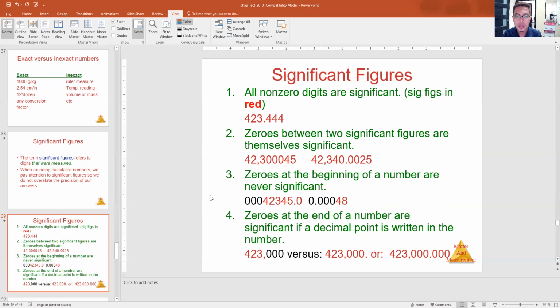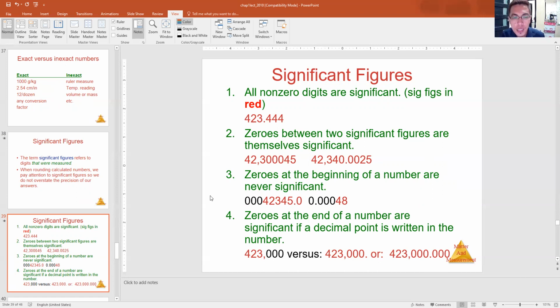Number 1 is all non-zero digits are significant. So from 1 to 9, except 0, those are significant. So for example, 423.444. So these are all non-zero. So these are all significant. So for number 1, 423.444 has 6 significant figures.